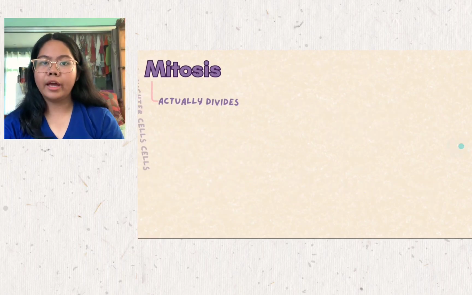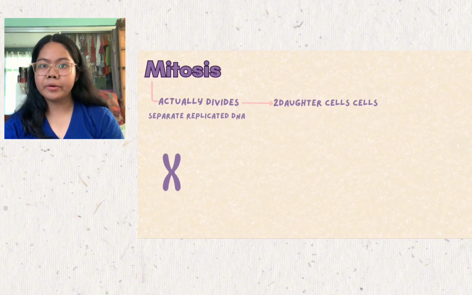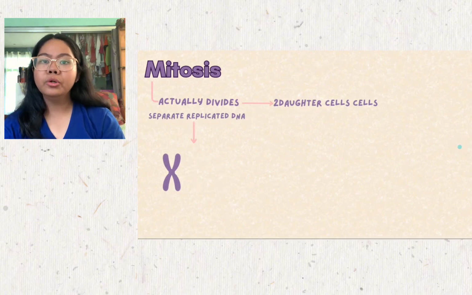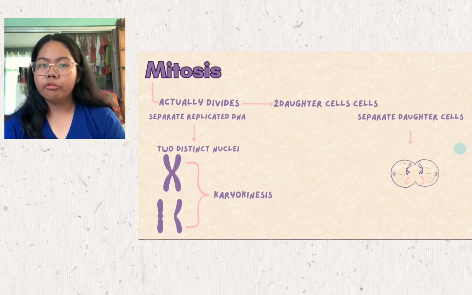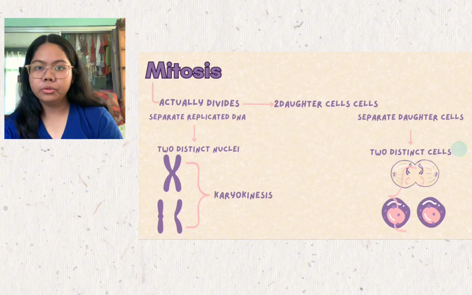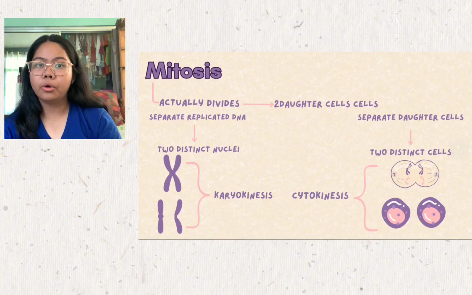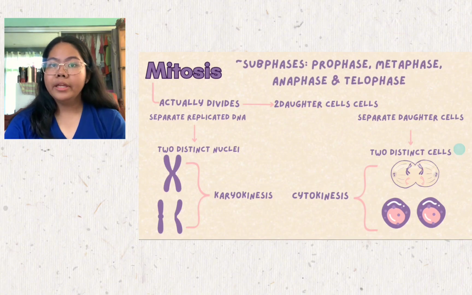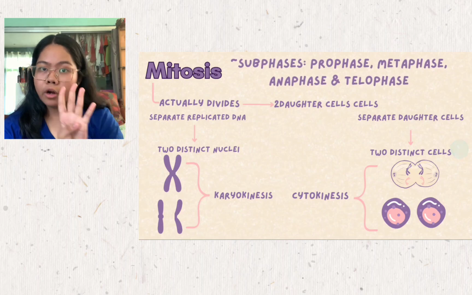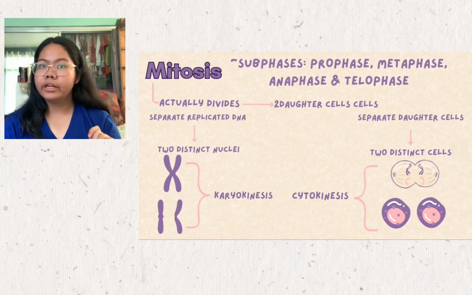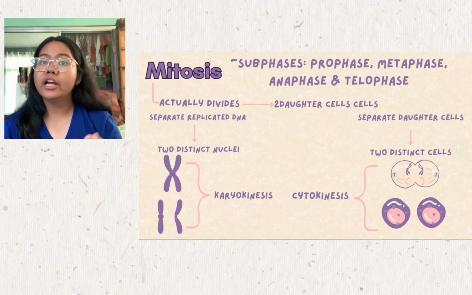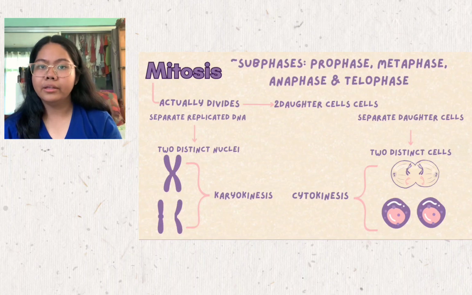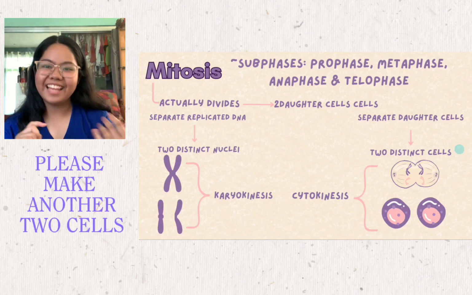Mitosis actually divides the cell into two daughter cells. It involves separating the replicated DNA into distinct nuclei, a process called karyokinesis, and the actual separation of the daughter cells into two distinct cells, a process called cytokinesis. Mitosis can be broken down into four subphases. In order, they are prophase, metaphase, anaphase, and telophase, and they are immediately followed by cytokinesis. You can remember this by using the phrase: please make another two cells.